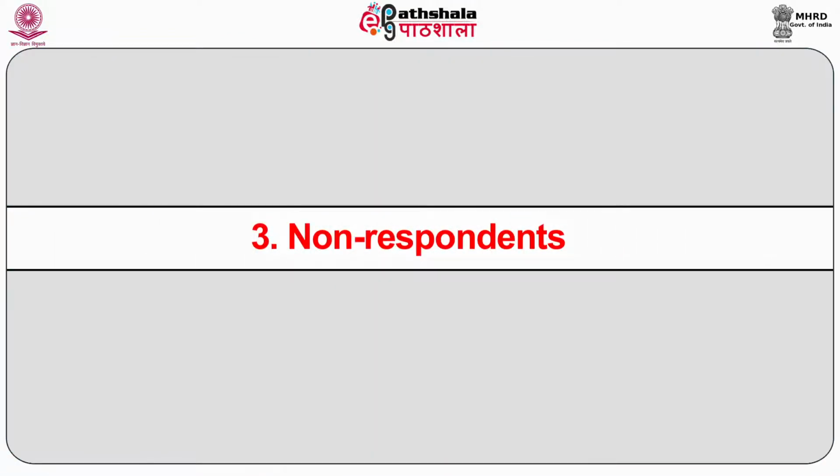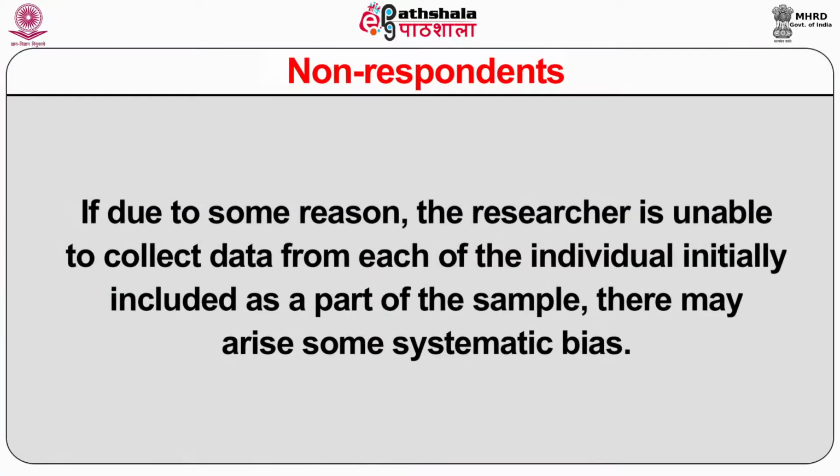Third, non-respondents. If due to some reason the researcher is unable to collect data from each of the individuals initially included as a part of the sample, there may arise some systematic bias. This is because in such a case, the likelihood of establishing contact or receiving a response from an individual is related to the measure of what is to be estimated.